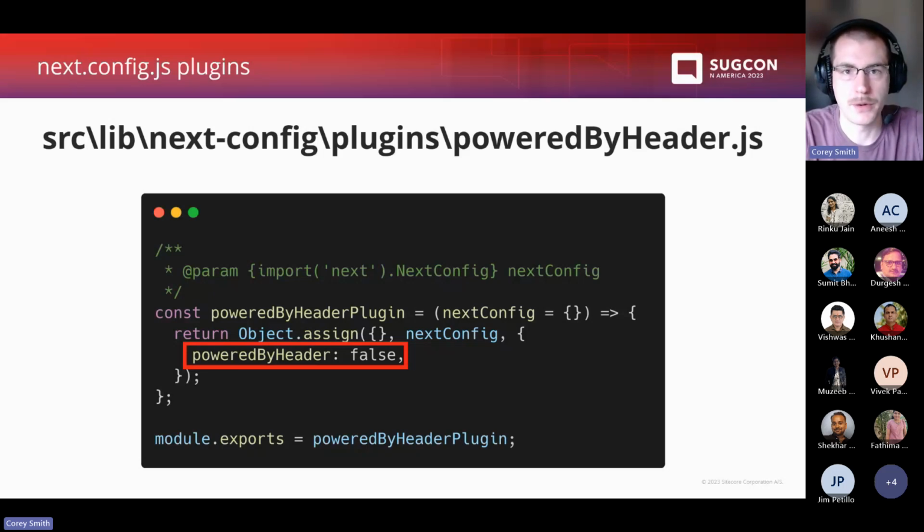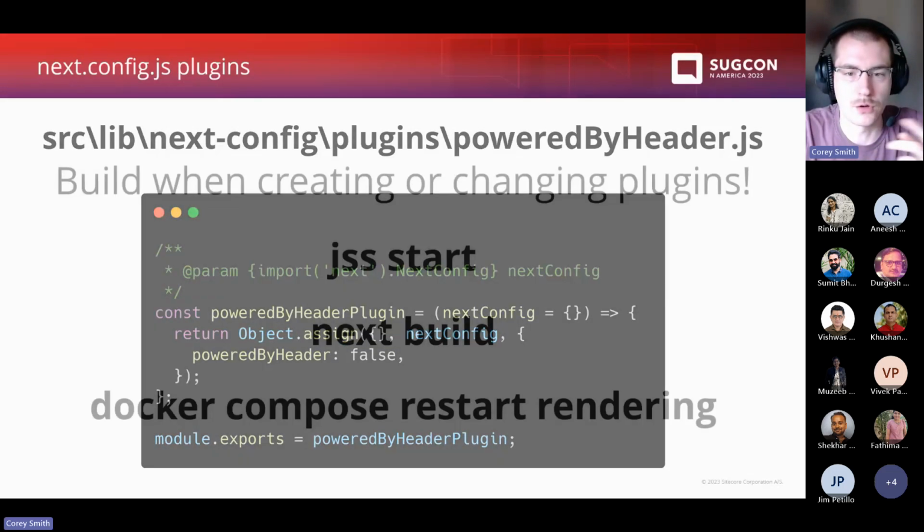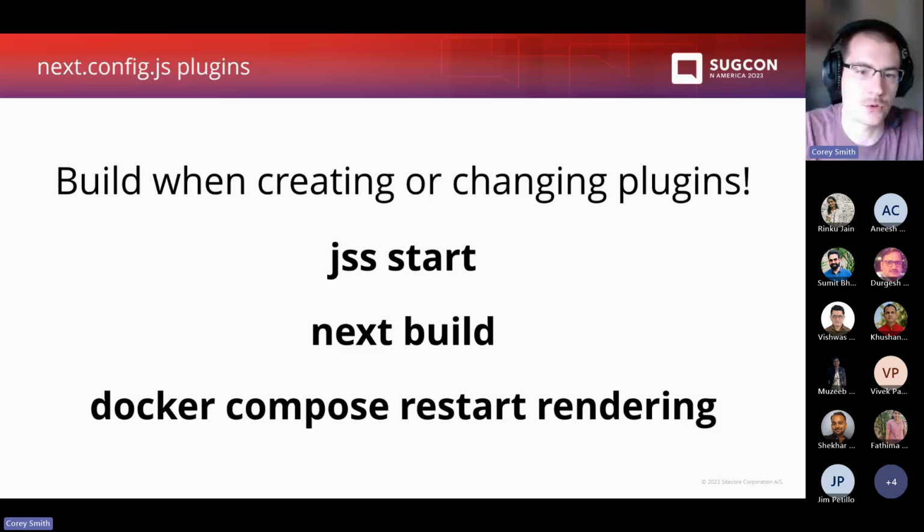I mean, imagine that you have a bunch of rewrite rules or redirect rules that a feature depends on in your application. It's nice to put them in a file by themselves and keep them all together rather than keep making your next config a lot bigger. Just remember that anytime you create or change a plugin, you're going to have to rebuild your application; hot reloading won't pick up config changes.